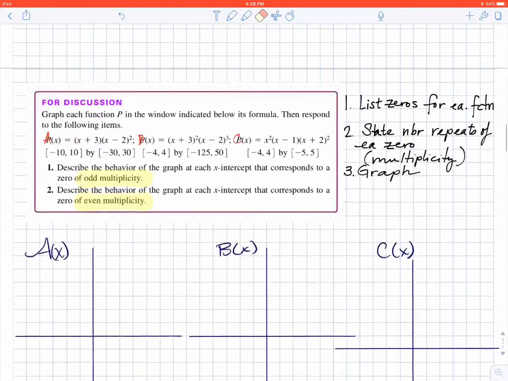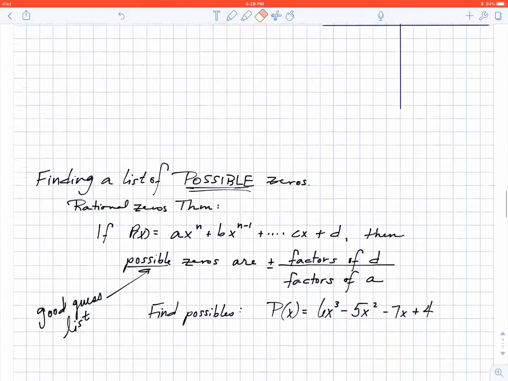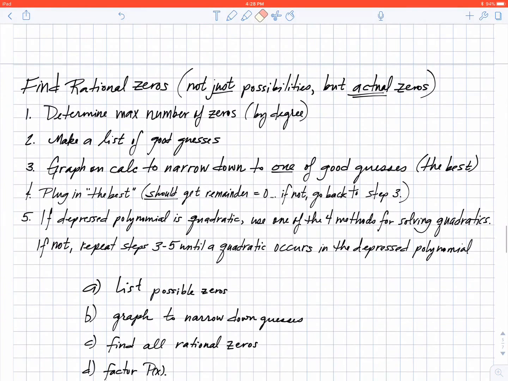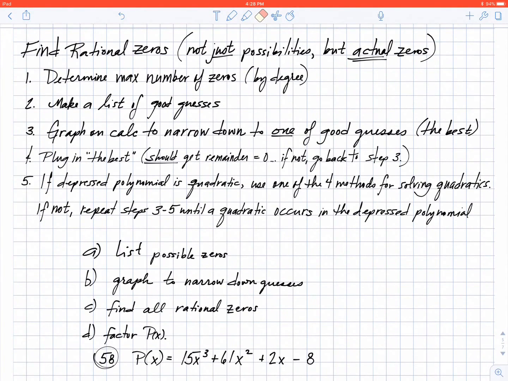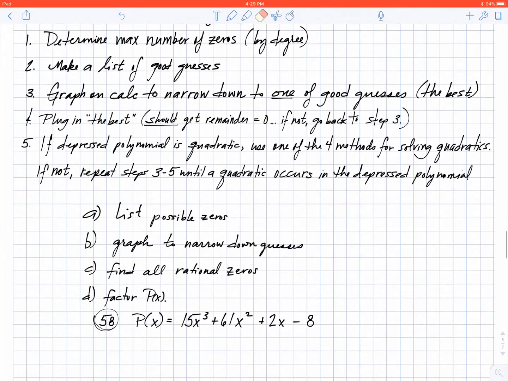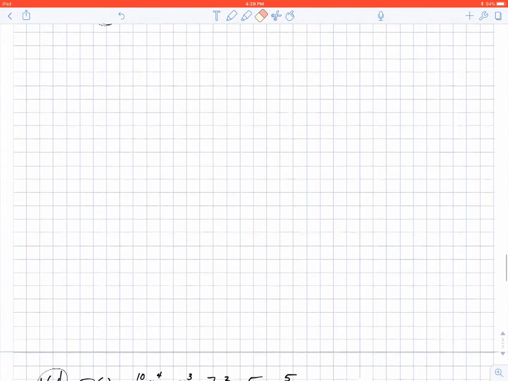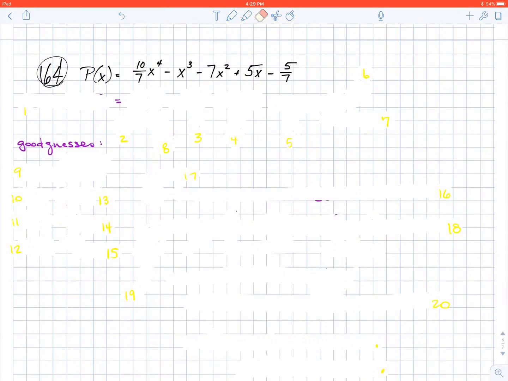All the way to the end of the notes. This is probably the most complicated question in the entire chapter 3, and so this is why I want to do one of these as an example for you. I'm going to be finding all of the zeros. This is the how-to list that I would have gone over with you in class. So please follow this closely, and I'm going to be working on number 64.